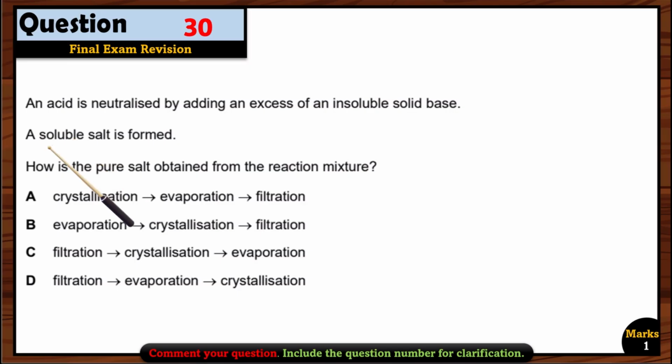Now we are just left with our product that was soluble and also this acid, okay, this reactant. So how we can separate these together? We have to do the evaporation method so that all the reactant is evaporated and we are just left with the soluble salt. And that soluble salt will form the crystals. So that's why filtration, evaporation and crystallization. This is the right answer. That is option D.